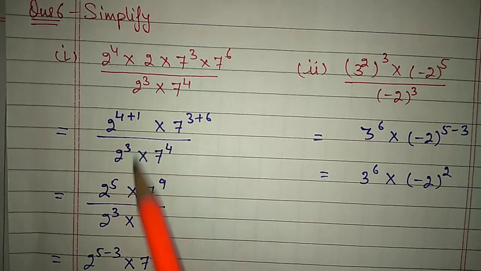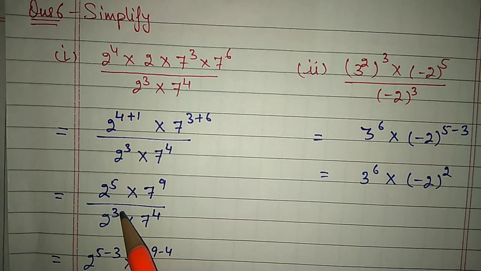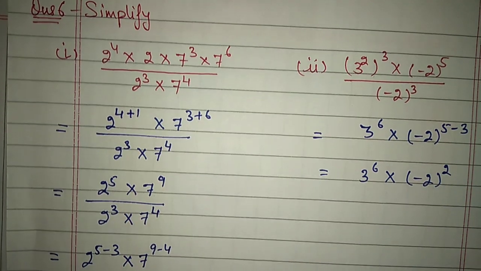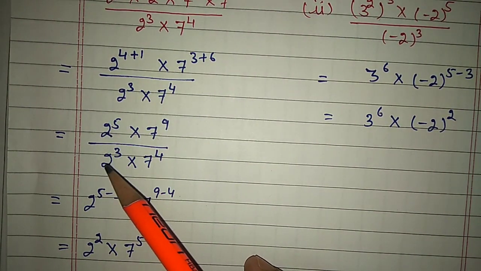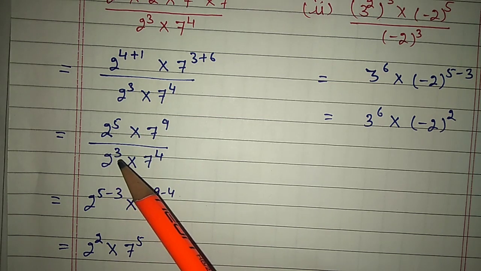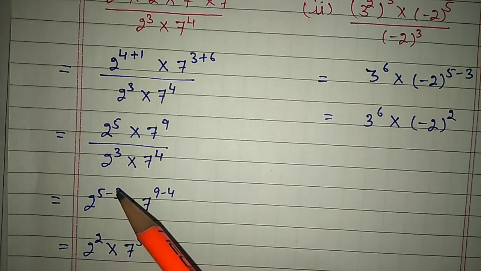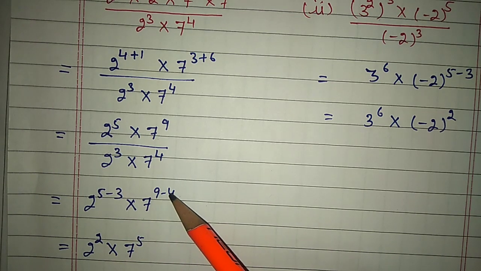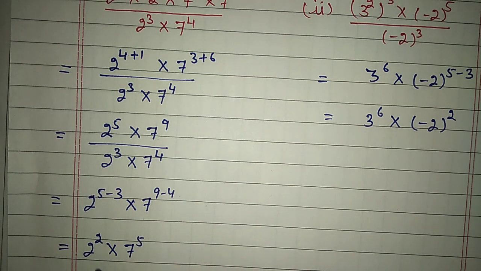Now we have 2 to the power 5 multiplied by 7 to the power 9, divided by 2 to the power 3 multiplied by 7 to the power 4. Again, same base we will take together. You can see this 2 and this 2 are in division. So in division we have to subtract the powers. So it will become 2 to the power 5 minus 3, 7 to the power 9 minus 4. 5 minus 3 is 2, 9 minus 4 is 5. So your answer is 2 to the power 2 multiplied by 7 to the power 5.